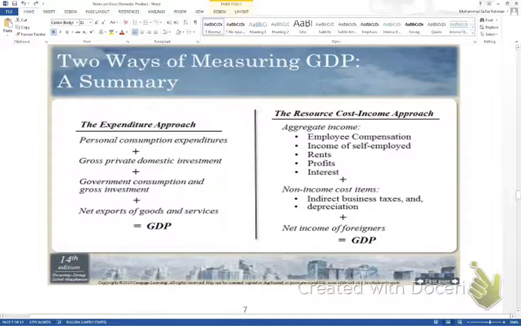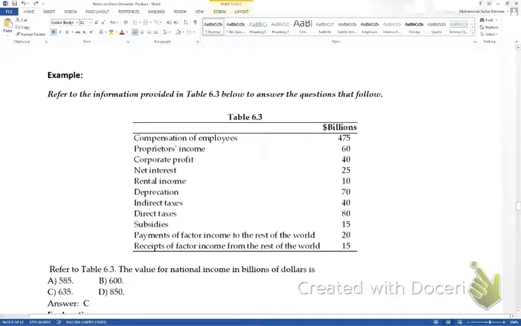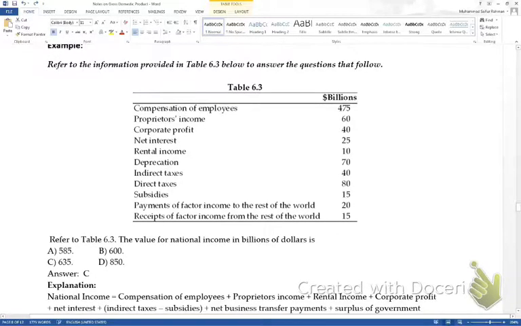We are now going to move beyond this discussion and take a look at first an example of how you can use the income approach to calculate GDP. We are going to look at two examples. First of all, if you are provided with the information that is in the table, you are asked to calculate GDP. Okay, so please take a look at the table and the information that is provided.